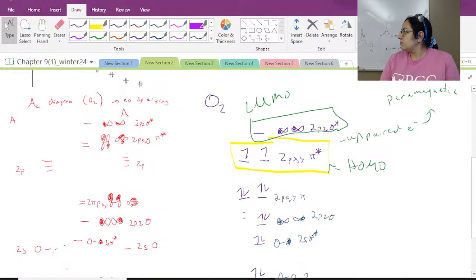Do you ever have a situation where the electrons jump a level and your LUMO's below your HOMO? Nah. I don't think that would happen. It would just switch your LUMO, HOMO.